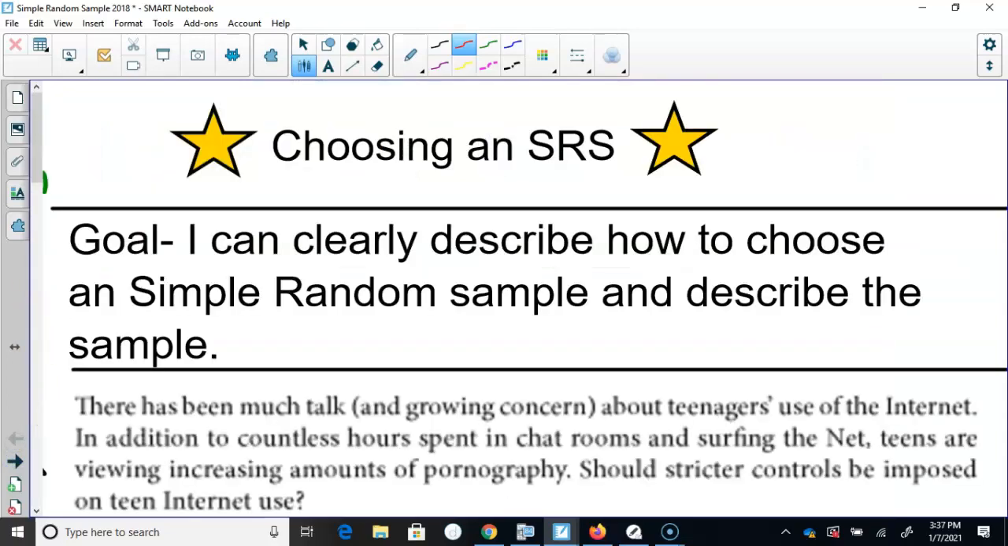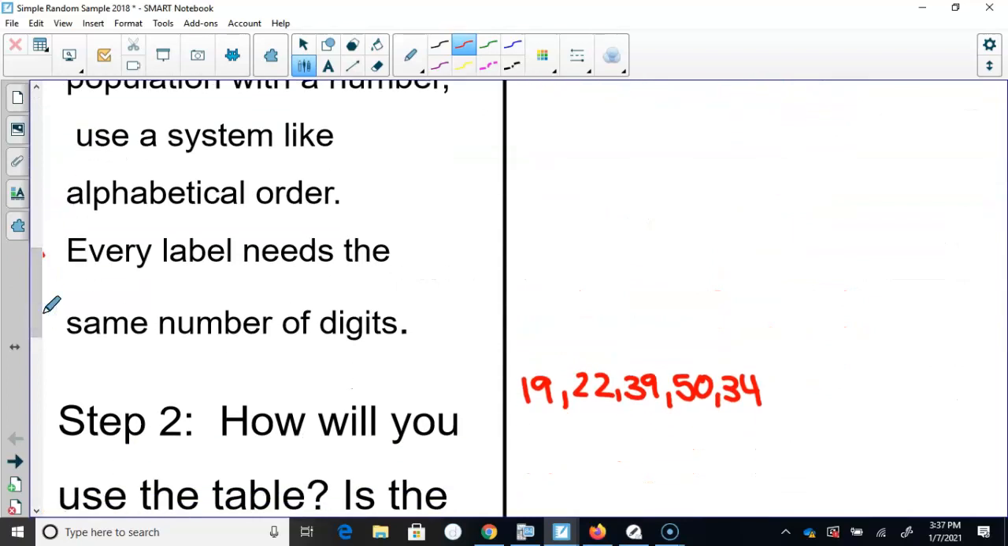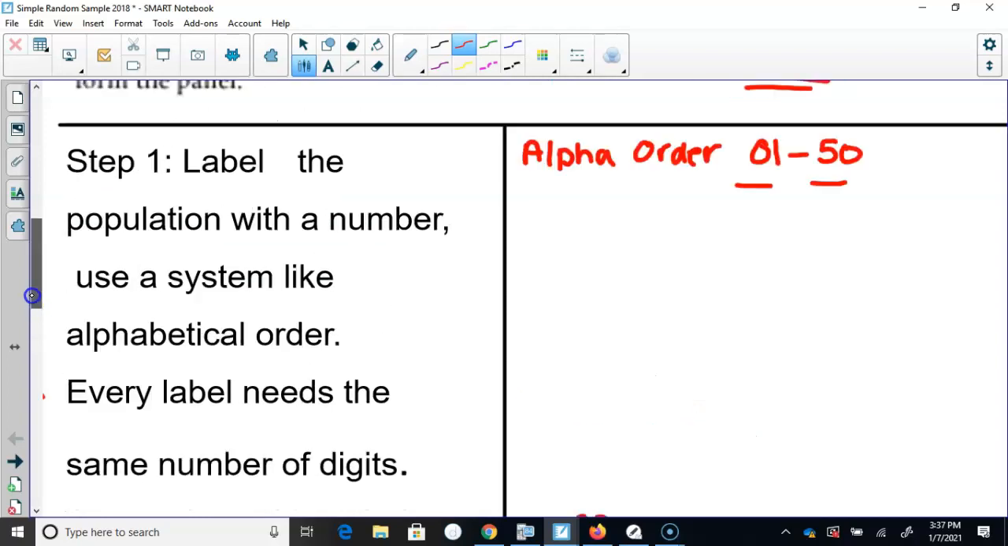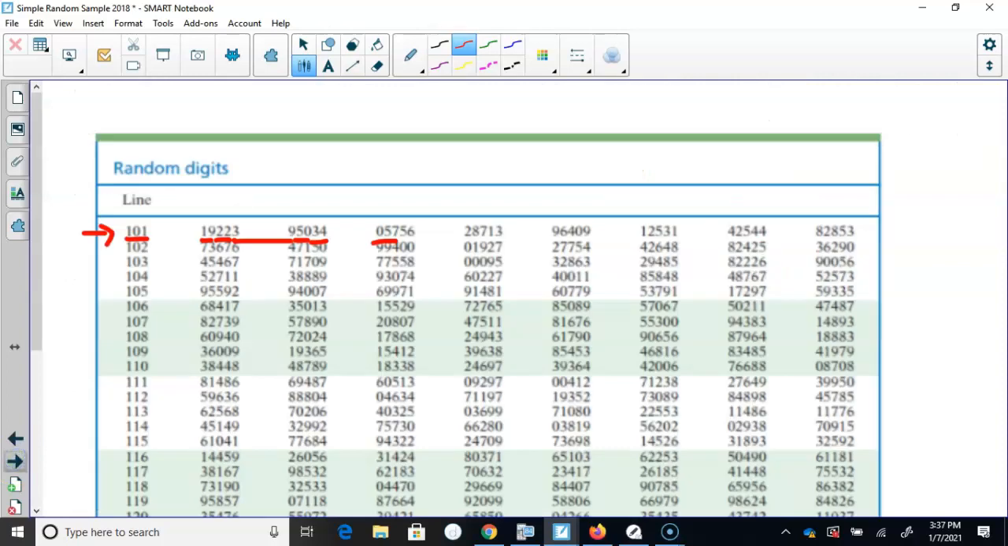Okay, now we need to talk a little bit because that worked out really well for our sake. I shouldn't have picked line 101. I have 1, 2, 3, 4, 5, 6 volunteers, or 6 nominees, I guess, from my sample of 50. But let's say I would have wanted 10. So that means I need 4 more. We're not going to write it down, but let's just keep looking. My next 2 numbers are 75. Well, 75 is not between 01 and 50. So if this would have happened, I would have to cross it off.